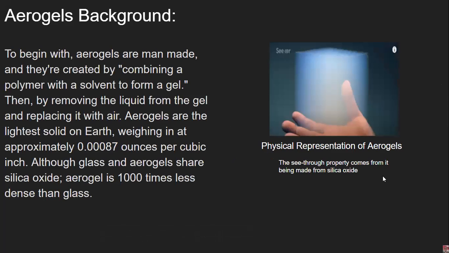To begin with, aerogels are man-made and they are created by combining a polymer with a solvent to form a gel, then by removing liquid from the gel and replacing it with air. Aerogels are the lightest solid on Earth, weighing in at approximately 0.00087 ounces per cubic inch. Although glass and aerogels share silica oxide, aerogels are 1,000 times less dense than glass.